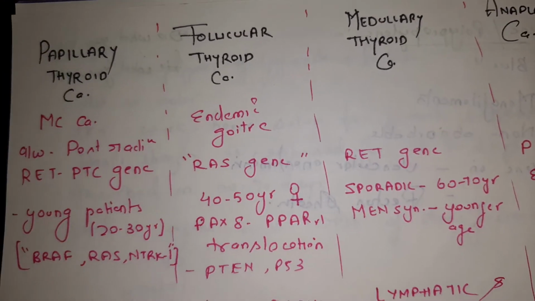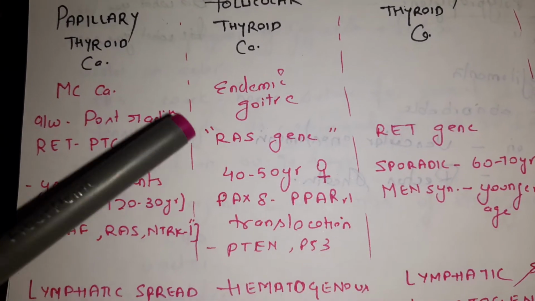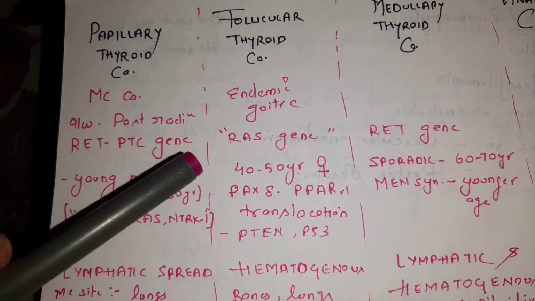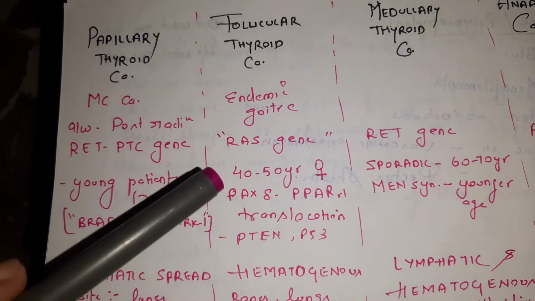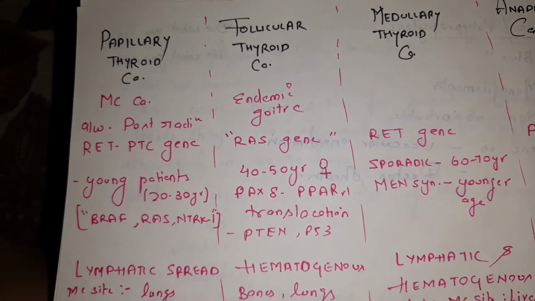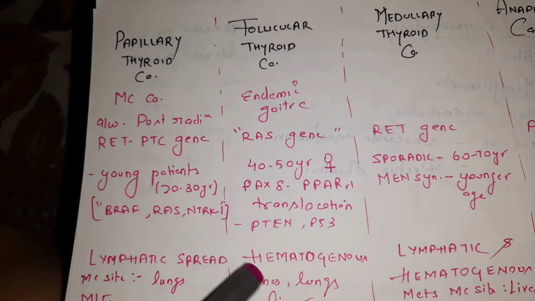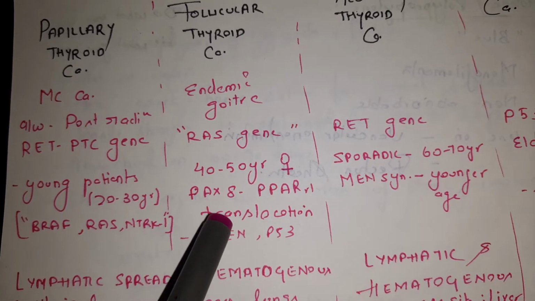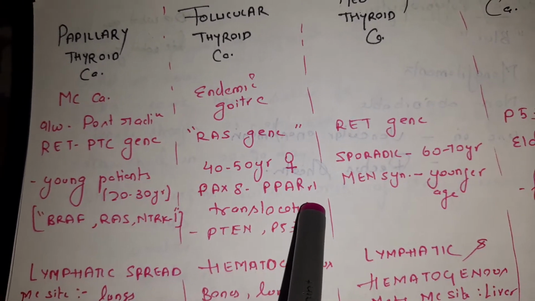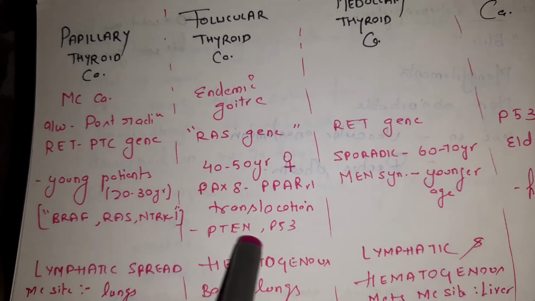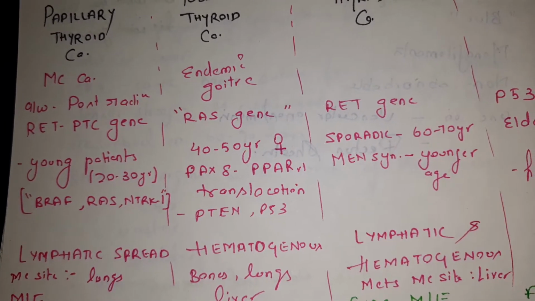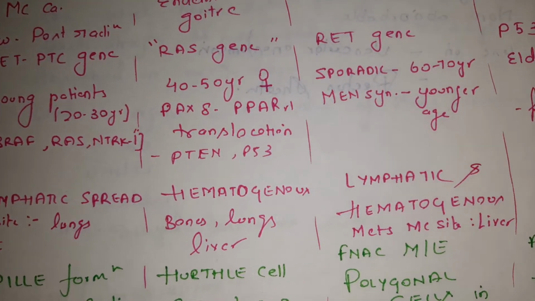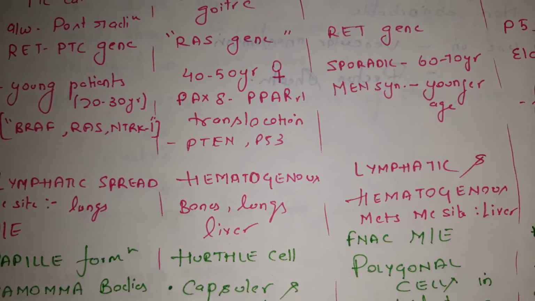So let's see the follicular one. It is the most common cause in endemic goiter. The RAS gene is involved, and the age group is 40 to 50 years. That is 50 to 60 years usually. So it is 20 to 30 years. Then the genes associated are PAX8 gene, PPAR gamma gene, translocation, P10, P53. The spread will be hematogenous in this. The sites would be bones, liver and lungs.